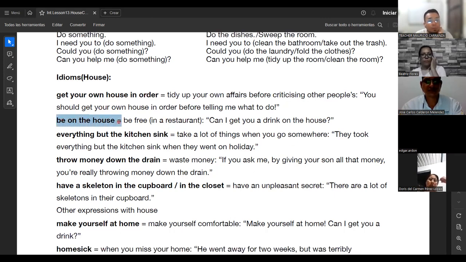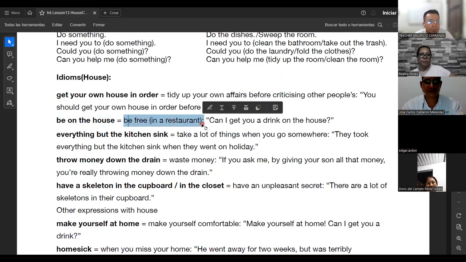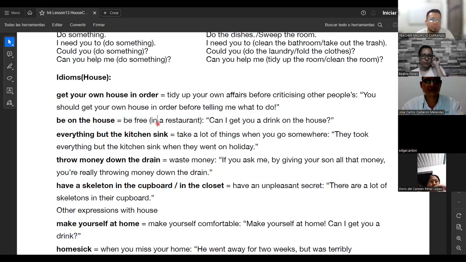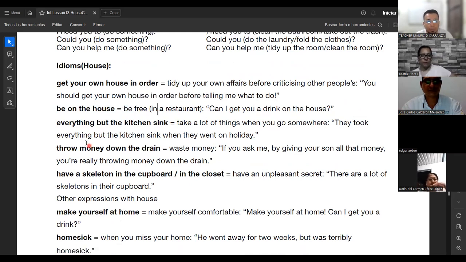Also, on the house. Repeat, on the house. So that is to be free. In this case, it says in a restaurant, right? Can I get you a drink on the house? Like to have something free.